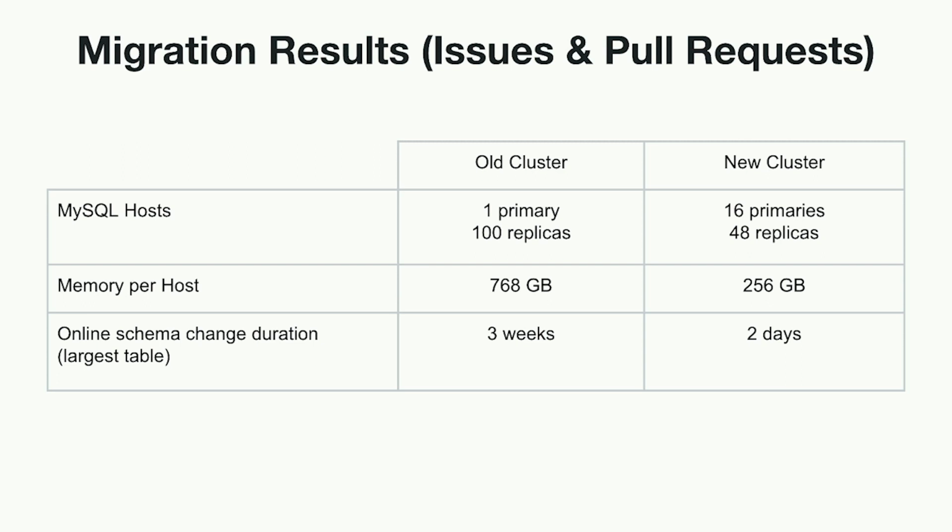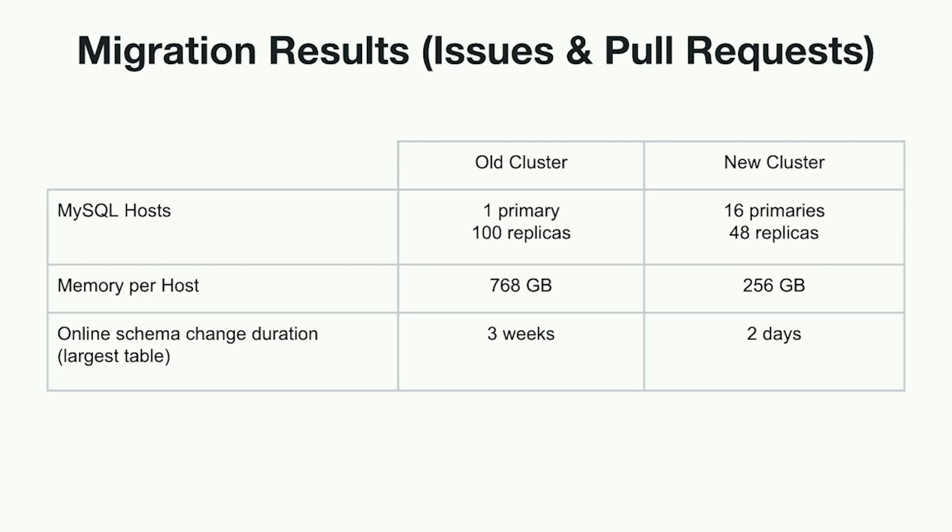And the new cluster that we set up for Vitess, where we moved the tables to, had 16 primaries and only 84 replicas. We had fewer machines in the new cluster, and those machines were also less powerful, right? They only have 265 gigabytes of memory.